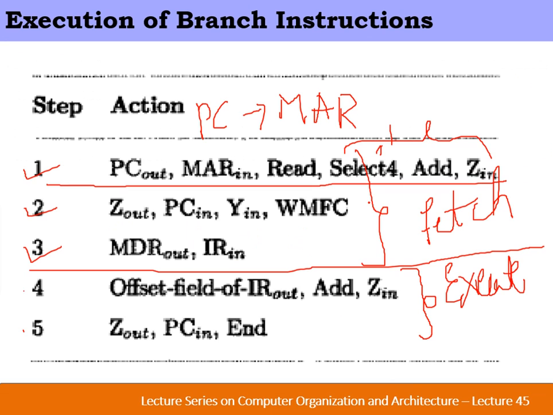Now what the step says is that we are supposed to calculate the target address. In order to calculate the target address, the X value, the offset value, is extracted from the instruction register. What is the offset value? It is the offset field of IR out. From the instruction register we only extract the offset field, and that has to be taken out, making Add equal to 1 and Zin equal to 1.